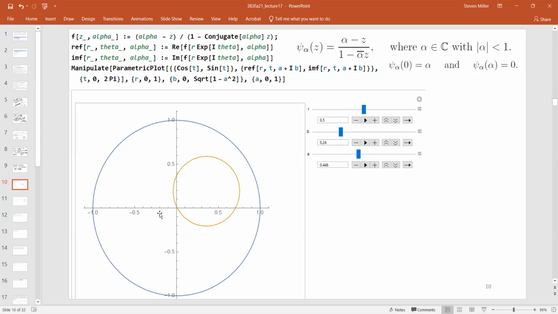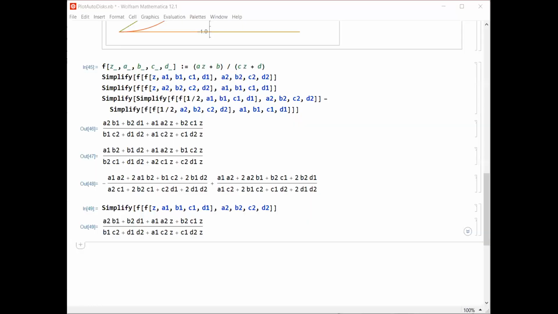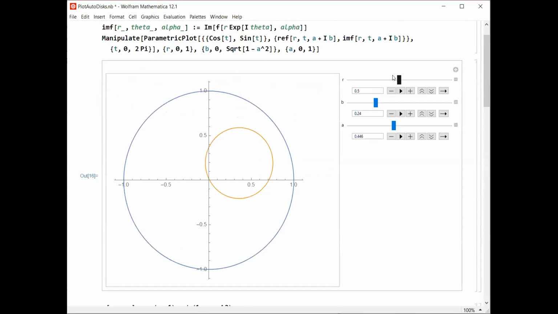How many people say it's a circle? How many people say it's not a circle? How many people are not sure? So I can change the value of r. I can make r smaller. Oh, no, I can't, because this is the static shell. So let me go back to Mathematica. If I go back to Mathematica, I can change the value of r and make r smaller. Does that look like a circle?